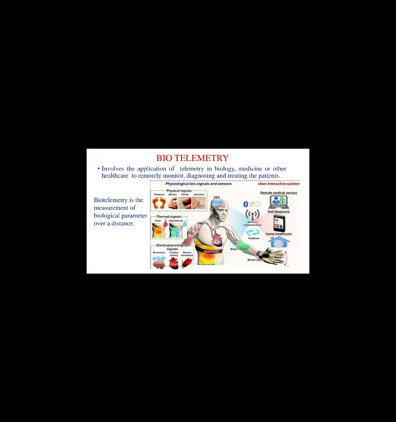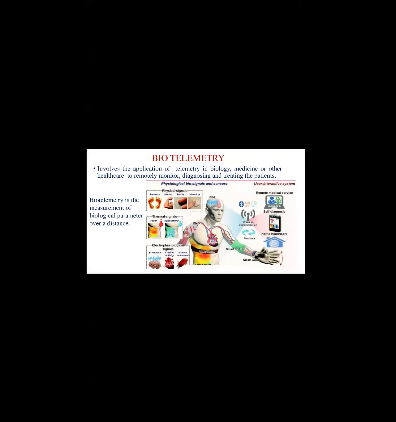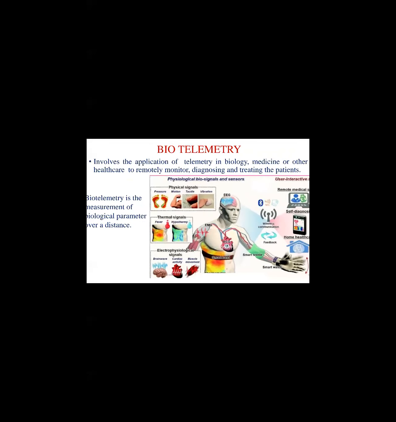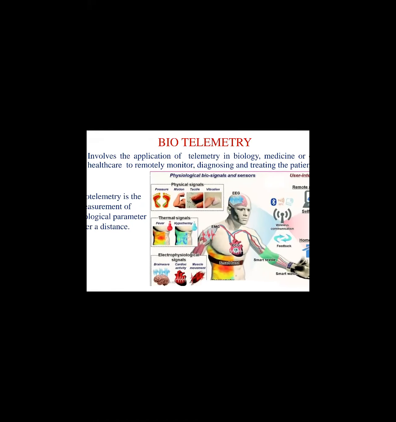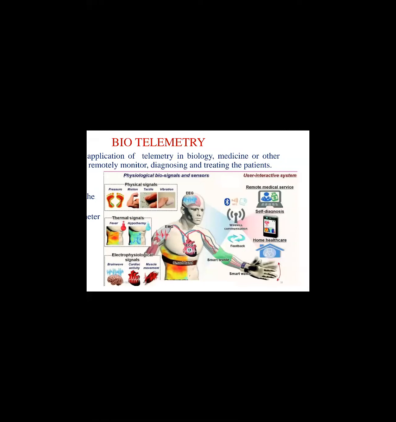In this diagram, we have different physiological bias signals and sensors that can sense and share information. First, they use physiological signals and sensors. By physical signals, we can measure pressure and motion, and we can also measure vibration and touch, so all the parameters can be sensed. With thermal signals, you can measure fever and hypothermia. With electrophysiological signals, like brain wave activity, cardiac activity and muscle movement, we can also measure and monitor using biotelemetry. And from the human, we can also have user interactive systems.